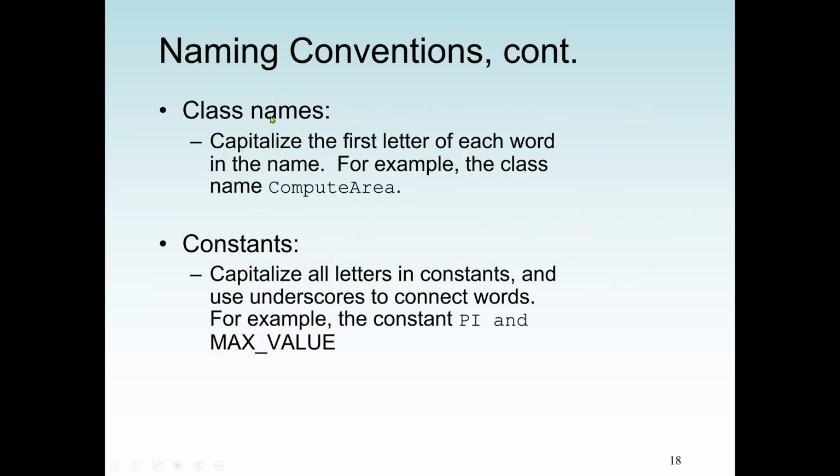So, for example, if we have a class name like computer array, we can name it ComputerArray, with no space between. Also, for constants, we always need to capitalize all the letters and use underscores to connect words. So for example, this is a constant variable: we say MAX_VALUE.